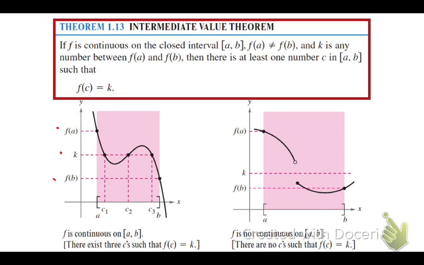Okay? Now, if I had something like here, look at the second one. F is not continuous over A to B, is it? No. We've got a gap. So does there have to be a point that I hit? No. But on the first one, is it continuous over A to B? So does there have to be at least one value in there?